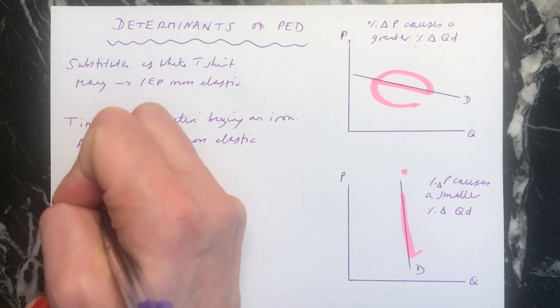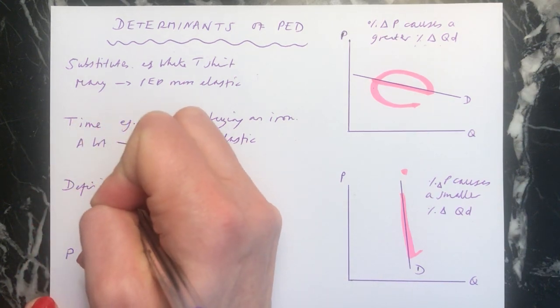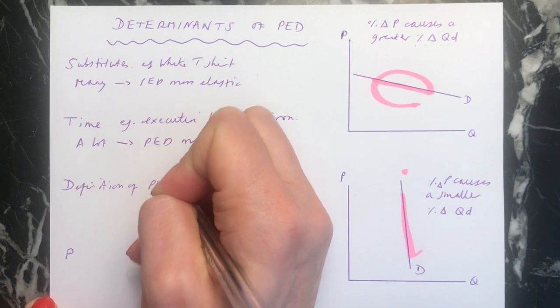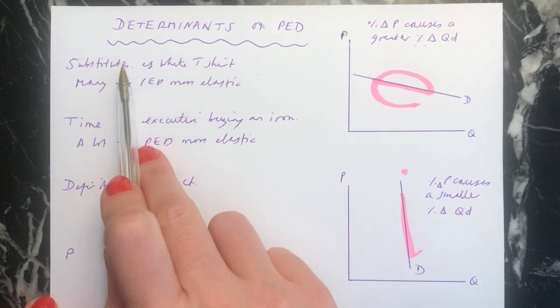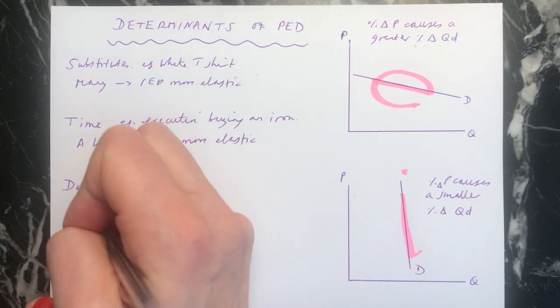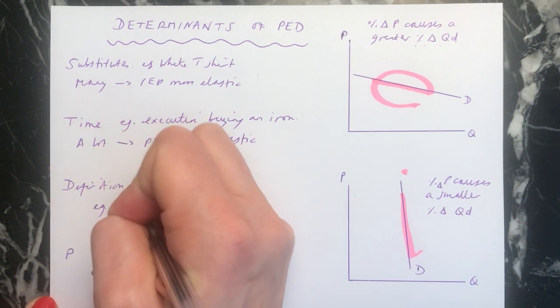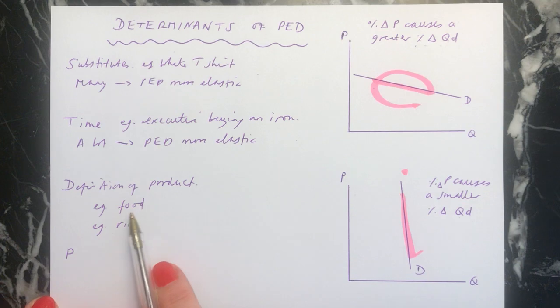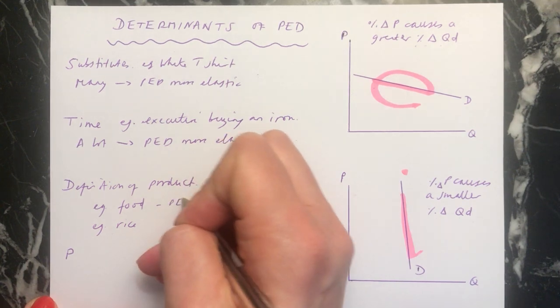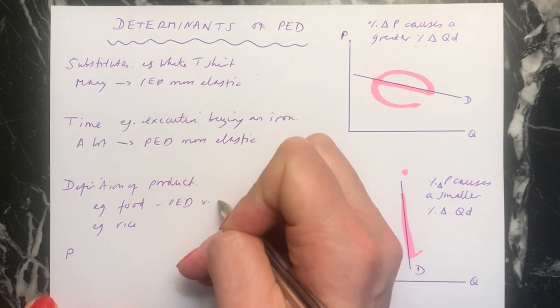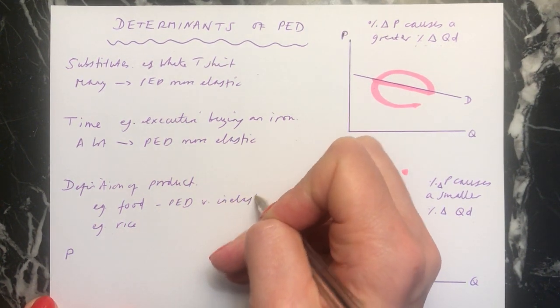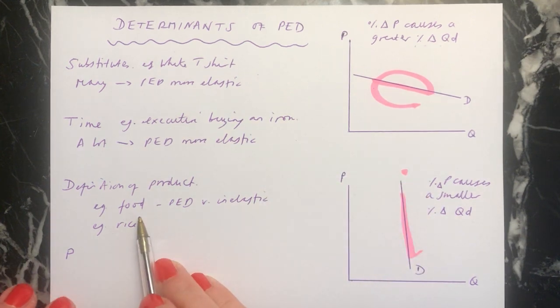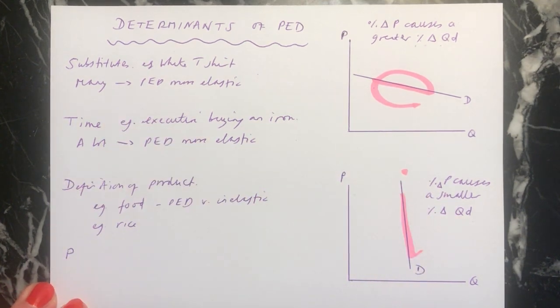D is the definition of the product. This is a bit like whether there are substitutes available. So an example would be food, or another example would be rice. If the price of food goes up, there are no substitutes, and therefore the PED would be very inelastic. You're going to carry on buying food even if the price goes up because there are no substitutes.